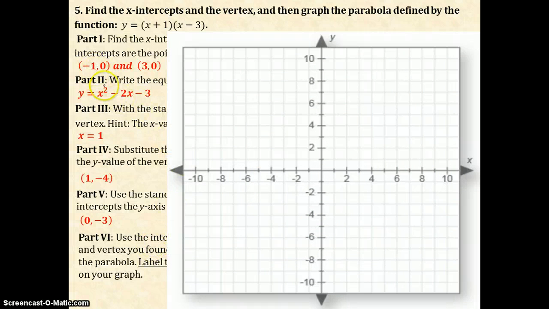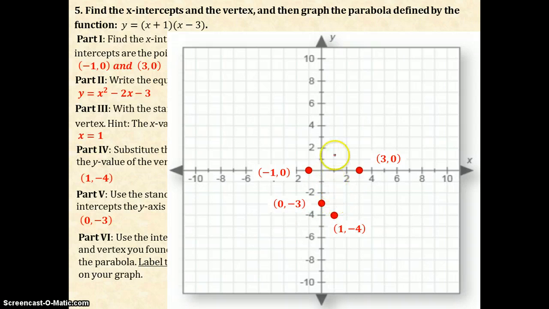Alright, so negative 1, 0. Starting at the origin, negative 1 in the x direction, 0 in the y direction. Draw your point and label it. 3, 0 is positive 3 to the right in the x direction and up 0. The vertex is 1, negative 4, so starting at the origin, to the right 1 and down 4. The y-intercept is 0, negative 3, so over 0, down 3.